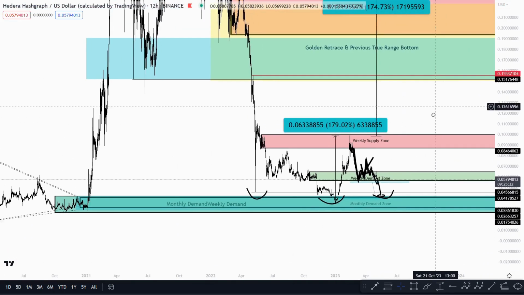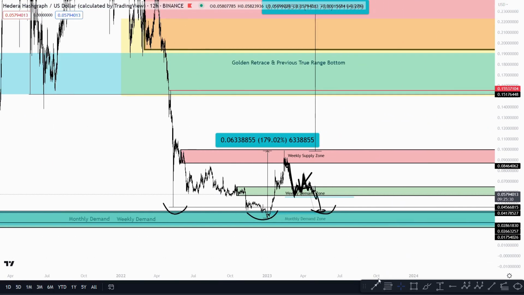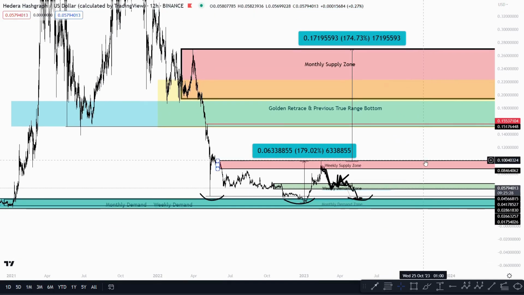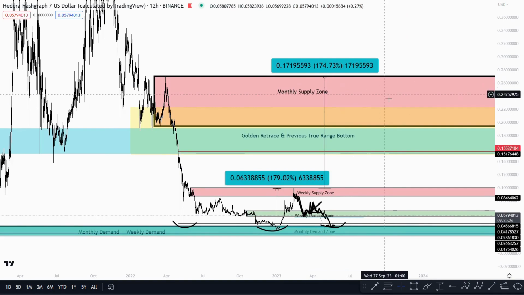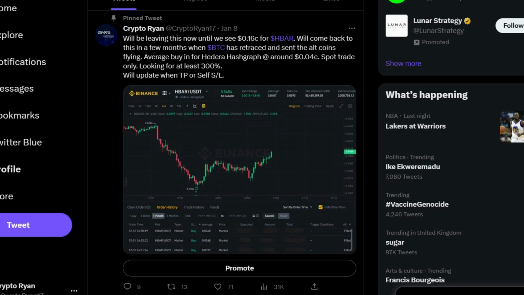We've seen other altcoins do it, so I don't think there's any reason as to why HBAR can't make its way back up to that monthly supply zone. And you may ask, well, Ryan, how do we know you're not just talking nonsense here and telling us that you're buying the lows and selling the highs?